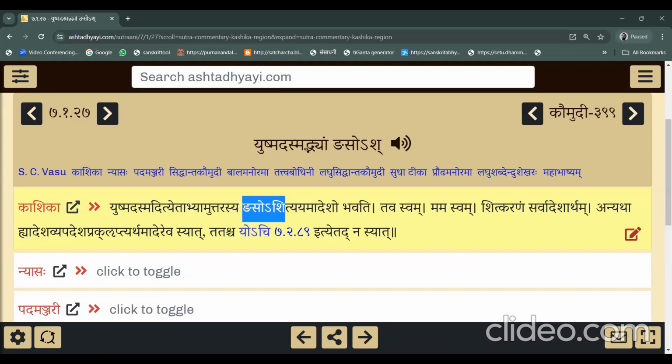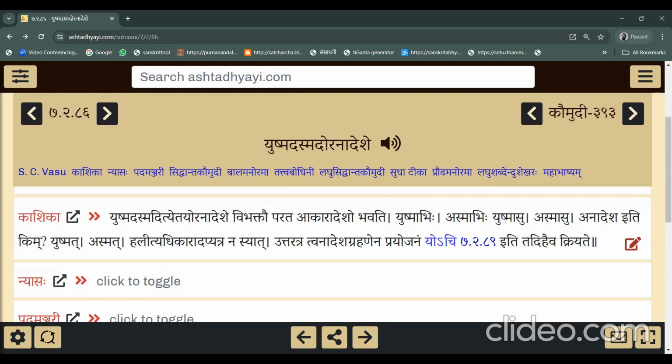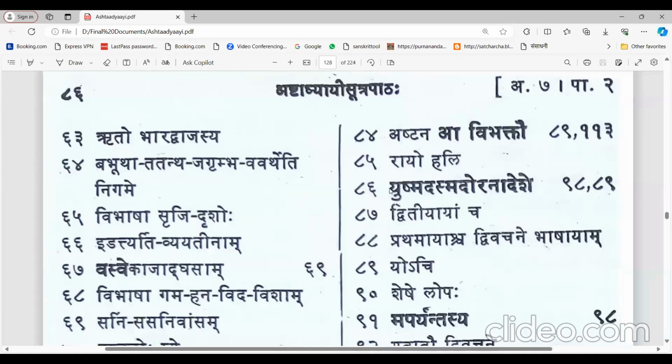So this is an Adesha. That's why the sutra says Anadesha. Therefore in the Sutra we have Yushmad asmadoho anadeshe. When the Vibhakti Pratyaya has not got any Adesha, then akara adesha bhavataha. So when the Vibhakti Pratyaya does not get any Adesha, then at the place of Yushmad and Asmad, all these Adeshas can happen.